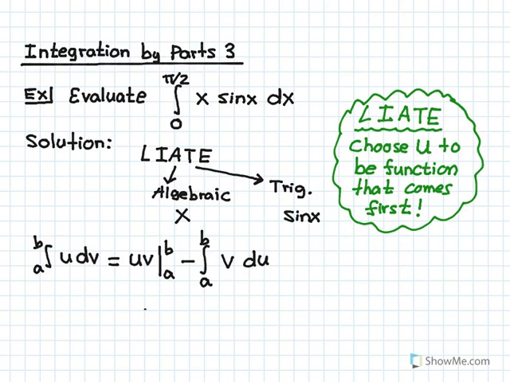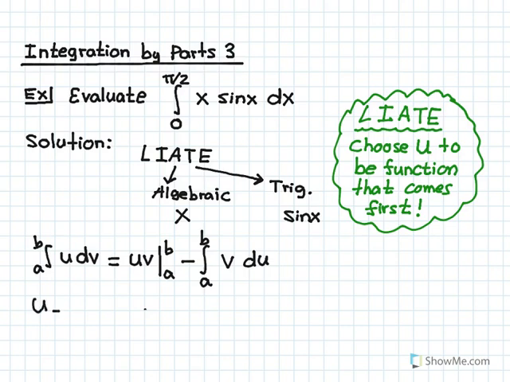So L stands for logs like ln x, I stands for inverse trig functions like tan^-1 x or sine^-1 x, A stands for algebraic functions, in this case x, T stands for trig functions, in this case that would be sine x, and E stands for exponential functions like 2 to the x or 3 to the x. So clearly the algebraic function comes before the trig function, so we're going to let u be equal to x.